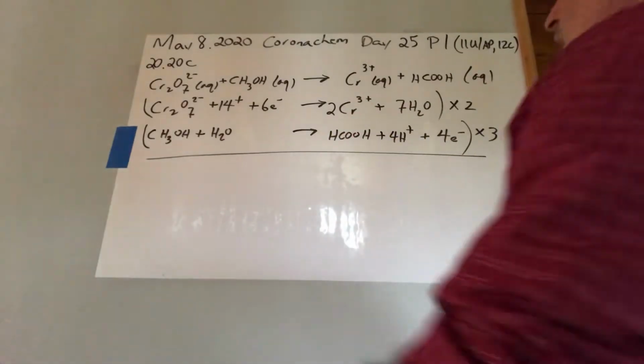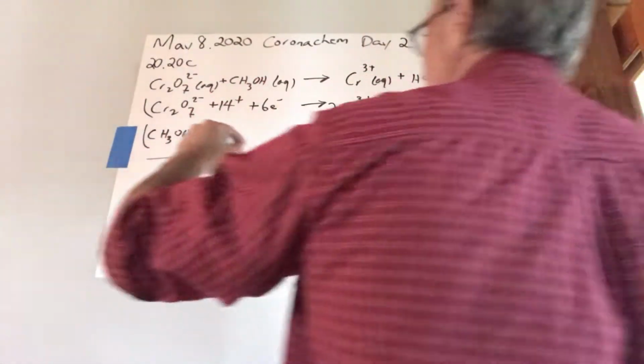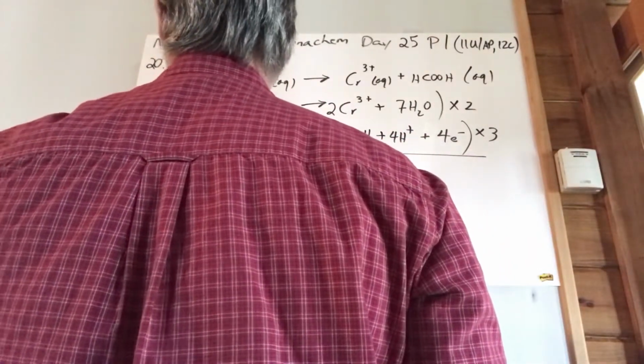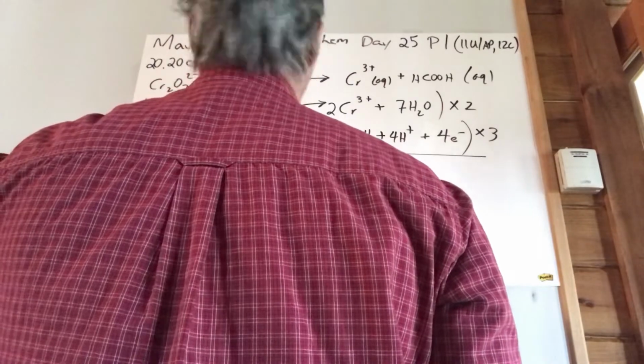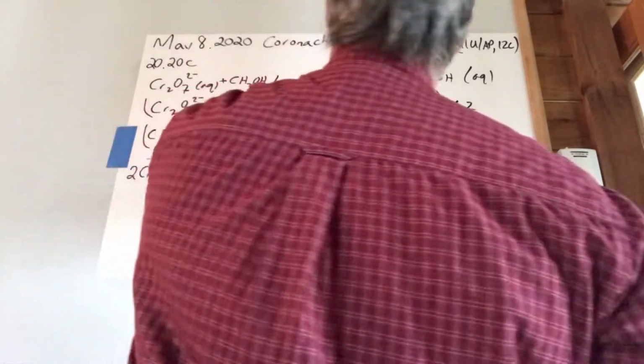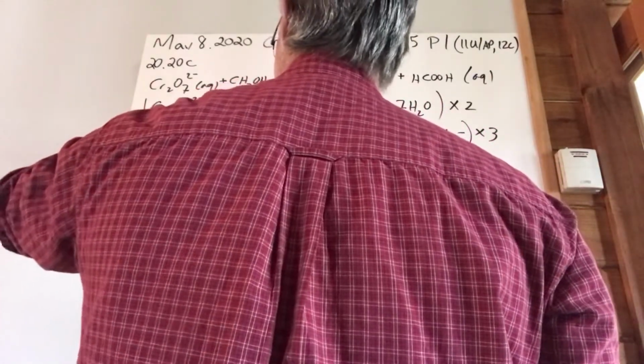So now we're going to add them together. Well, first we'll multiply everything out. So we're going to have 2 dichromates times 2 gives you, yeah, right. Plus 2 times the 14 gives you 28 hydrogens.